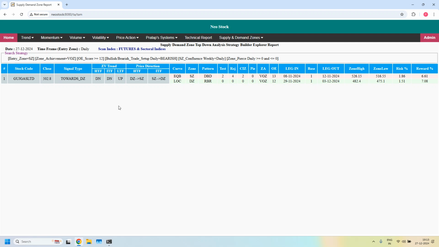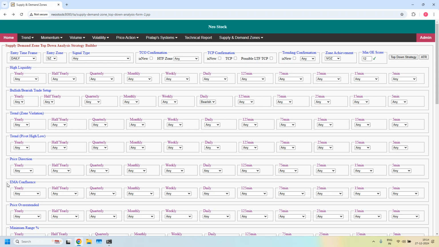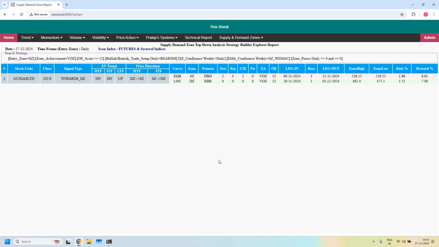If the weekly supply zone is having weekly EMA confluence, this stock is an even more high probability trade setup supported stock. Let us verify. In the EMA confluence, weekly time frame, because the daily supply zone is part of the weekly supply zone, and weekly supply zone with weekly EMA confluence filter, yes, this stock is filtered. That means this is an even more high probability trade setup supported stock.